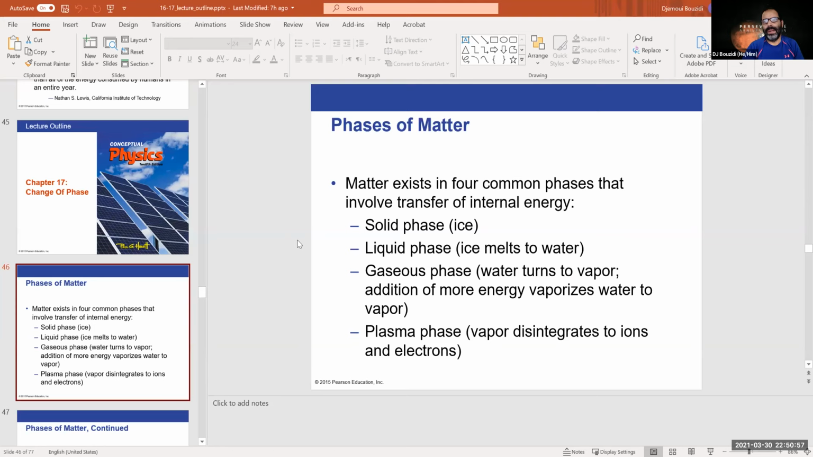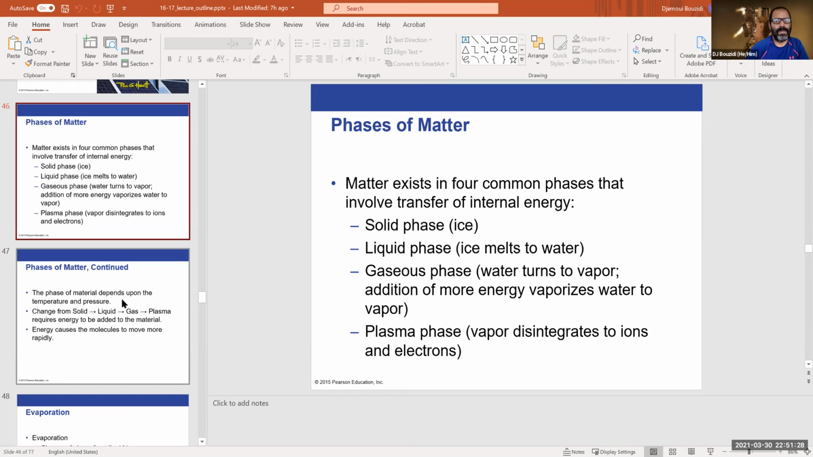Again, the other topic of the day is that matter exists in four common phases: solids, liquids, gases, and plasma. Did we mention this last time? I thought that was a topic of last time too. Yes, okay. So at least we need to go through this understanding now that there are these four phases and matter transfers from one to the other, okay?